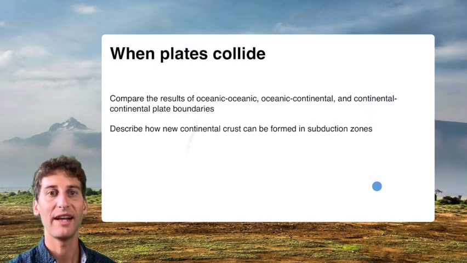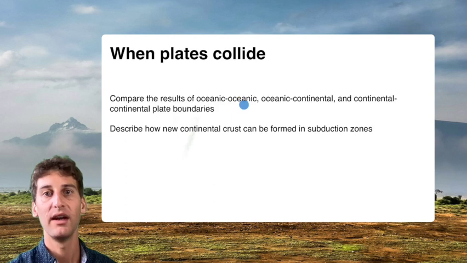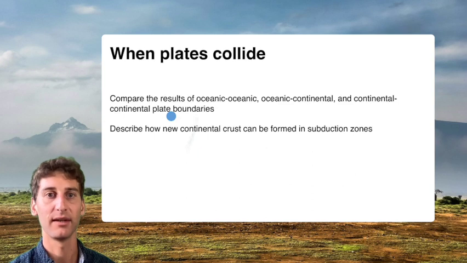So in this video, we looked at what happens when plates collide. There's different results, whether you have an oceanic-oceanic collision that creates island arcs, an oceanic-continental collision that creates long mountain ranges and adds to continents, or continental-continental plate boundaries that create these really high mountain regions because nothing subducts.